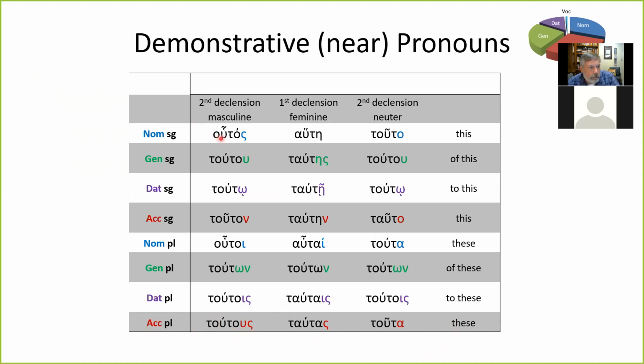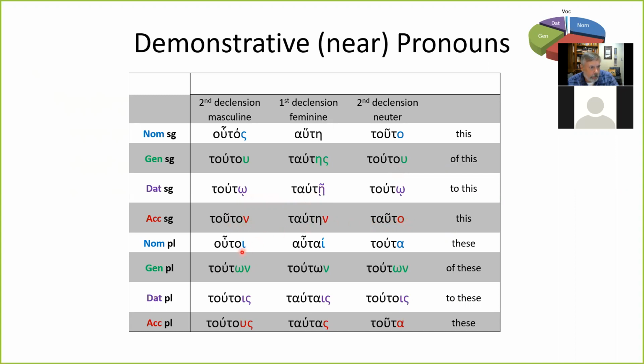And the pattern they follow is the pattern we've already seen. Second declension has the omicron stem. In the neuter, there's no ending. In the masculine, there's the sigma. And of course, our first declension ends in an eta or alpha. So we follow the same pattern in the genitive, omicron upsilon, eta sigma, omicron upsilon, the subscript iota in the dative singular with the omega, and the eta in the feminine. The omicron nu, eta nu, omicron with no ending in the accusative.